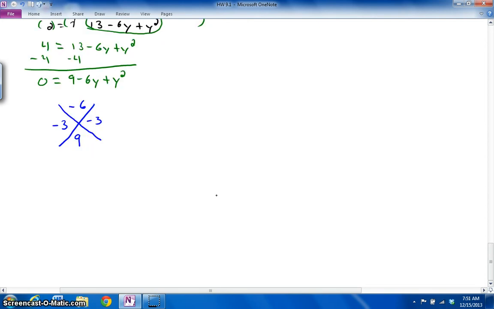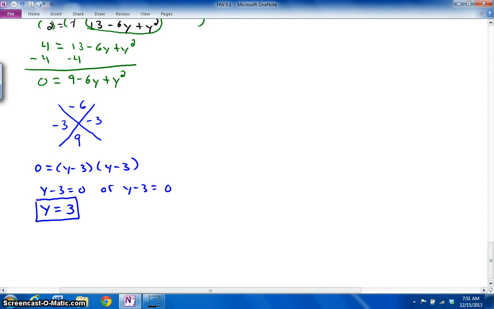So we get 0 equal to y minus 3 times y minus 3. Alright, so in solving this factor, we take y minus 3 equals 0, or y minus 3 equals 0, which will give us the same thing. Adding 3 to both sides, y equals 3, and that is our missing coordinate.